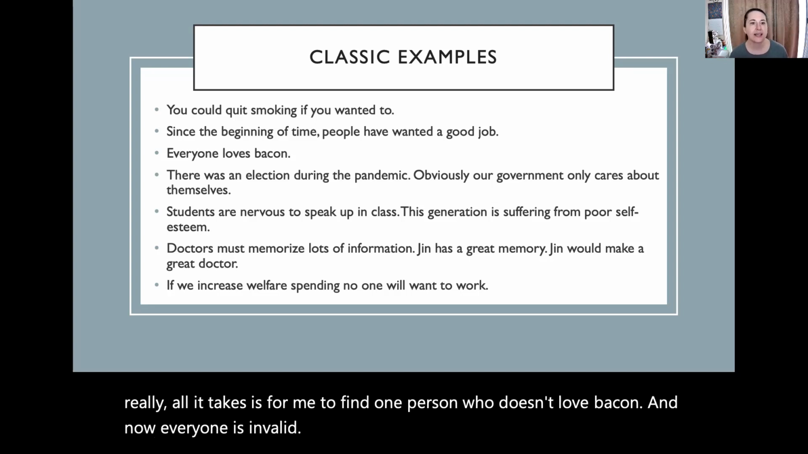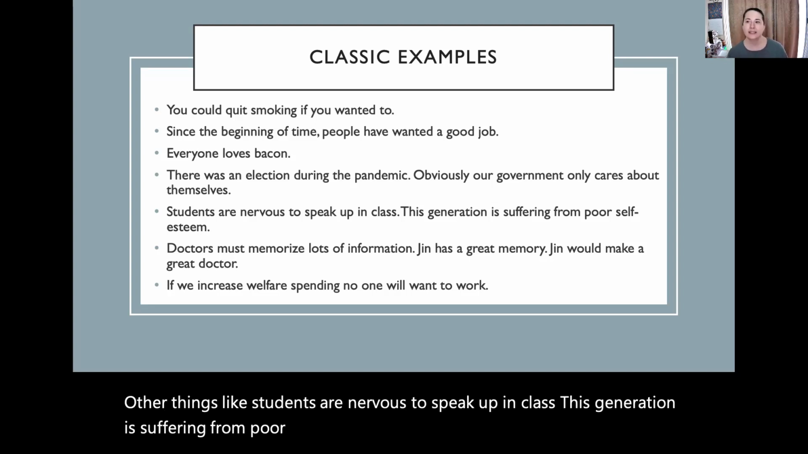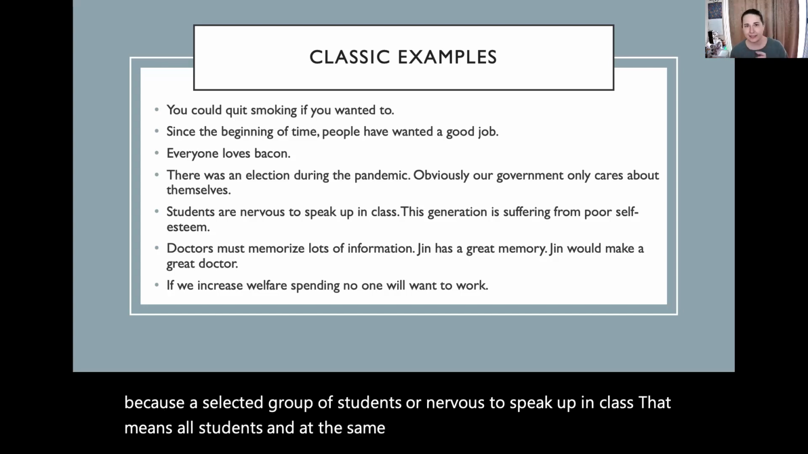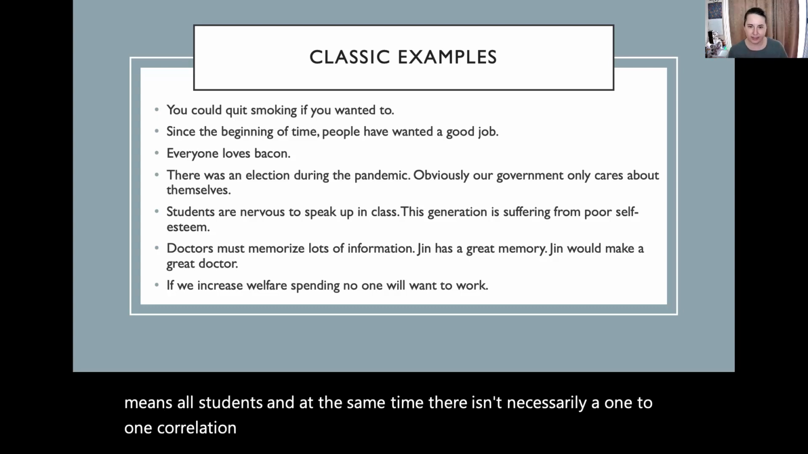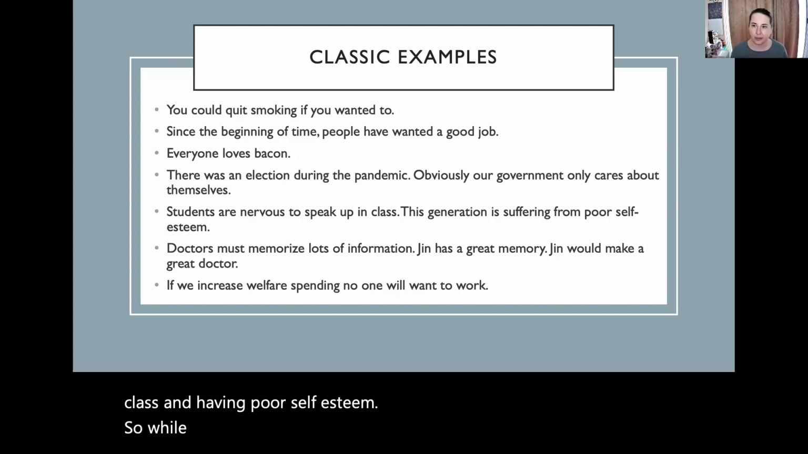Other things like, students are nervous to speak up in class. This generation is suffering from poor self-esteem. Well, it doesn't necessarily mean that just because a selected group of students are nervous to speak up in class, that means all students. And at the same time, there isn't necessarily a one-to-one correlation between being nervous to speak up in class and having poor self-esteem. So while these are easy claims to make, they're not easy claims to substantiate.